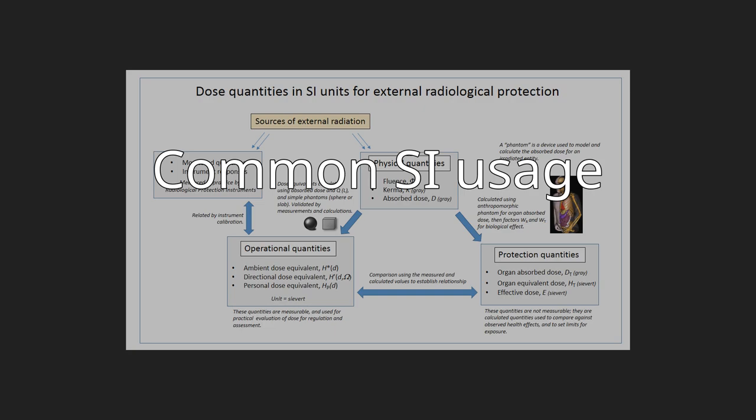Common SI usage. The Sievert is named after Rolf Maximilian Sievert. As with every SI unit named for a person, its symbol starts with an uppercase letter, Sv, but when written in full it follows the rules for capitalization of a common noun, i.e. Sievert becomes capitalized at the beginning of a sentence and in titles, but is otherwise in lowercase. Frequently used SI prefixes are the millisievert, 1 mSv equals 0.001 Sv, and microsievert, 1 µSv equals 0.000001 Sv, and commonly used units for time derivative of dose.